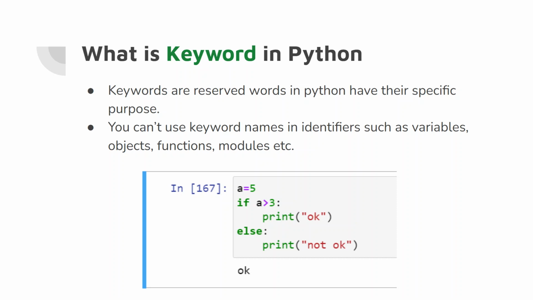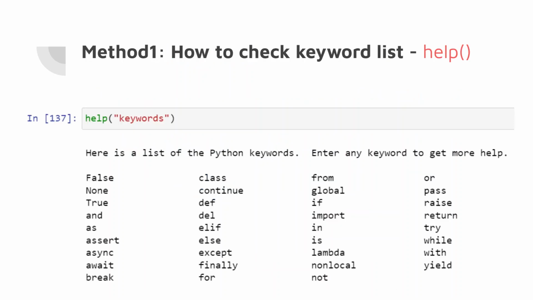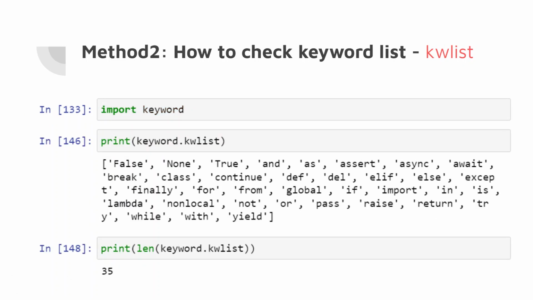And let's see more. You can run a command like this, help keywords, and you can find all the keywords: true, false, none. These are all keywords. And pass, raise, return, try, while, with, is, in, if else, shortcut, def we use for the function. So these are all keywords. How you can check help and keywords? You can just run this program and you can find the keywords.